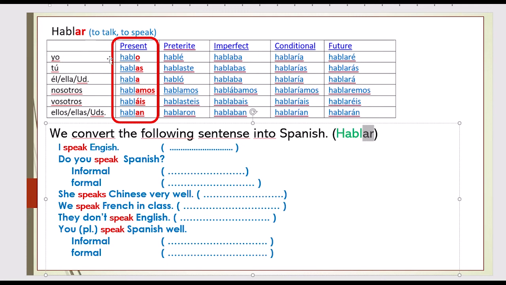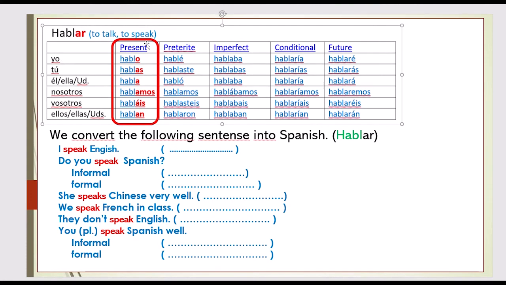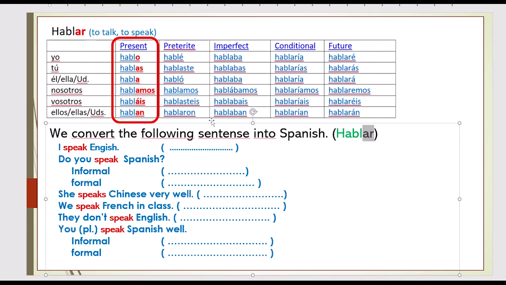For example, if you conjugate the word hablar with yo, you have to drop the AR and then add an O to the stem. So if you conjugate the verb hablar with yo, you have to say yo hablo, not yo hablar. Hablar is the infinitive form of the verb. The ending AR will drop and you add O, AS, A, AMOS, ÁIS, and AN, depending on the pronoun that you conjugate with.